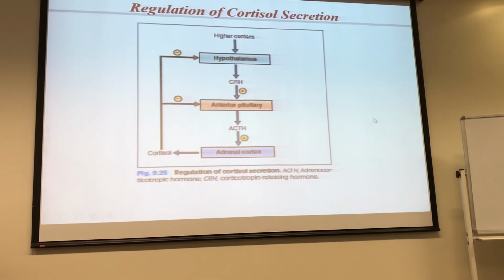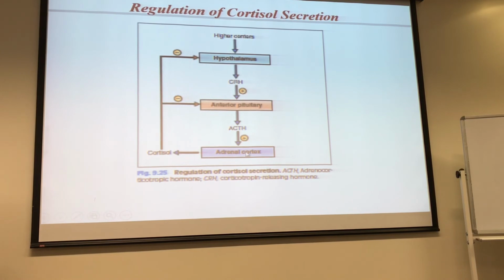This is how it is happening. The adrenal cortex is releasing cortisol. It is affecting the anterior pituitary and decreasing the effect of CRH. It is directly affecting the hypothalamus, or it is going to affect the higher centers, which are going to affect the hypothalamus to release CRH. Once CRH is released, it is going to activate the anterior pituitary. The anterior pituitary is going to release ACTH, and ACTH is going to cause the production of cortisol.